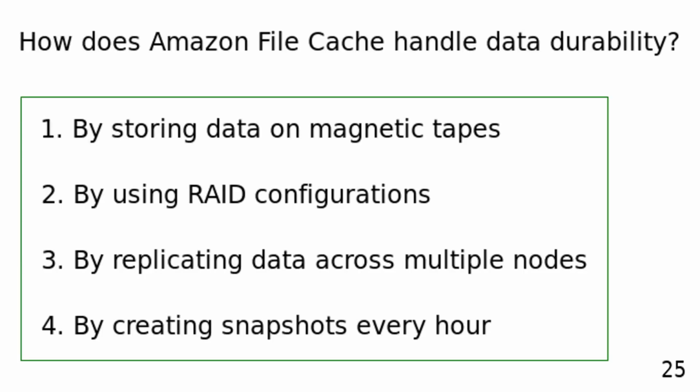How does Amazon File Cache handle data durability? By storing data on magnetic tapes. By using RAID configurations. By replicating data across multiple nodes. By creating snapshots every hour.